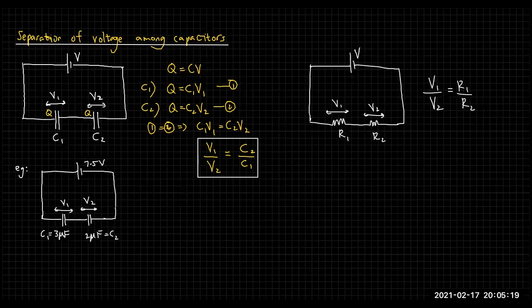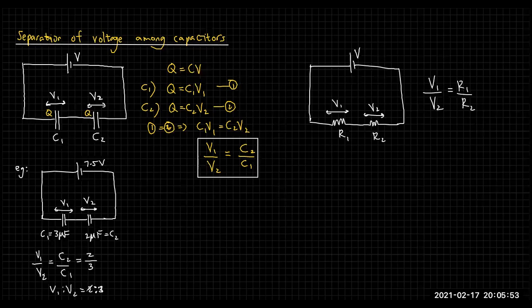Now what should we do here? Let's go with this equation. We know V1 over V2 should be equal to C2 over C1. So what is C2 over C1? C2 is 2 and C1 is 3. So V1 over V2 is 2 is to 3. Now the 7.5 volts is to be separated in the ratio 2 is to 3, I mean V1 is to V2 is equal to 2 is to 3.